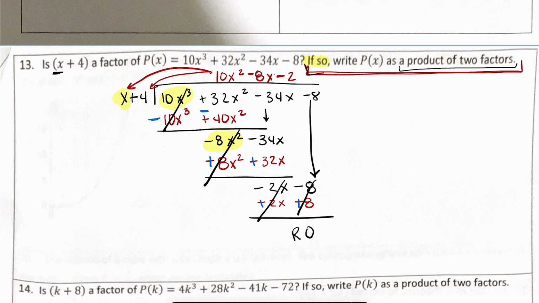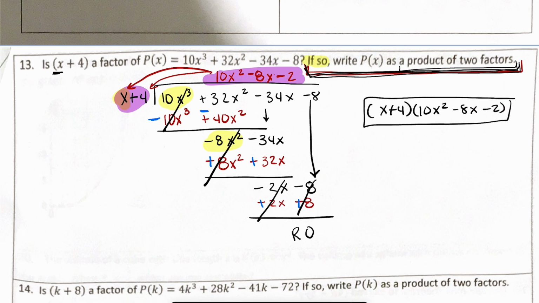So that means, again, we cannot neglect the second question here. Write it as a product of two factors. So what does that mean? I get my divisor times my quotient. So that's x plus 4 times 10x squared minus 8x minus 2. So yes, x plus 4 is a factor.